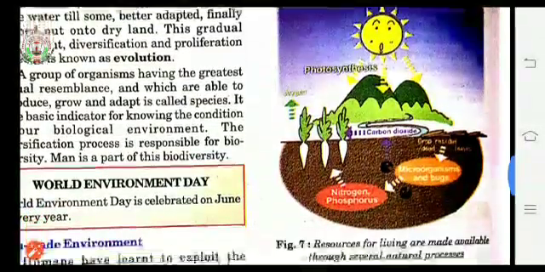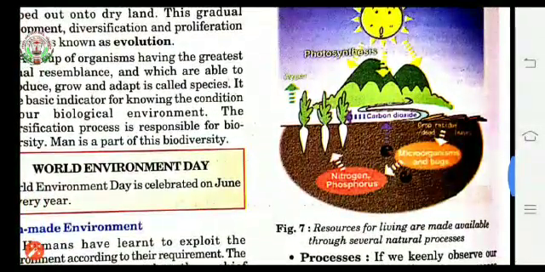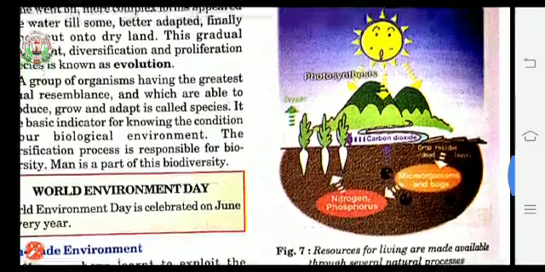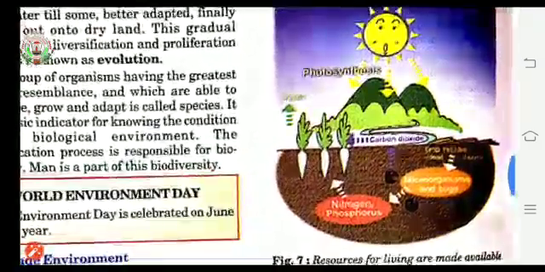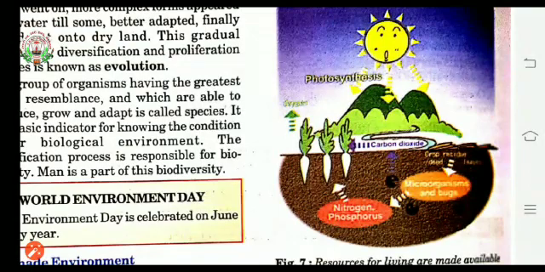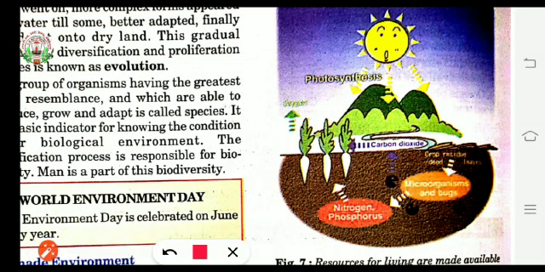Down here we have one diagram. It says resources for living are made available through several natural processes. It is defining here how the sources of living are made available through natural processes. That means there is no man-made process here. It is a total, fully natural process. See, first of all, you can see here it is starting from here.